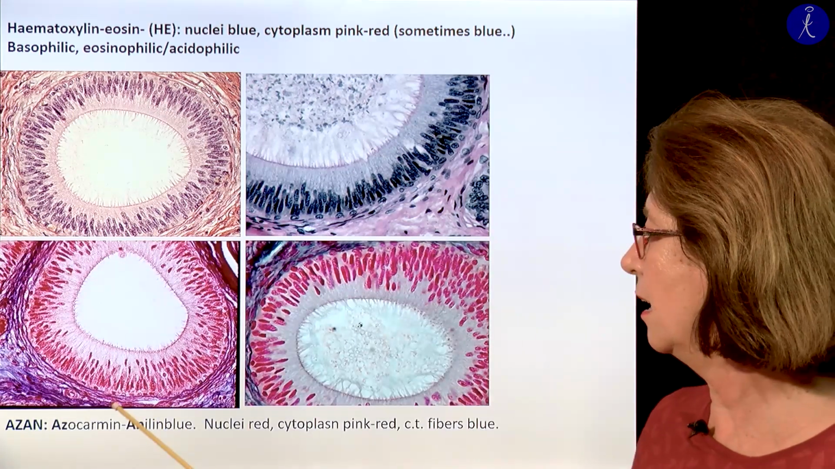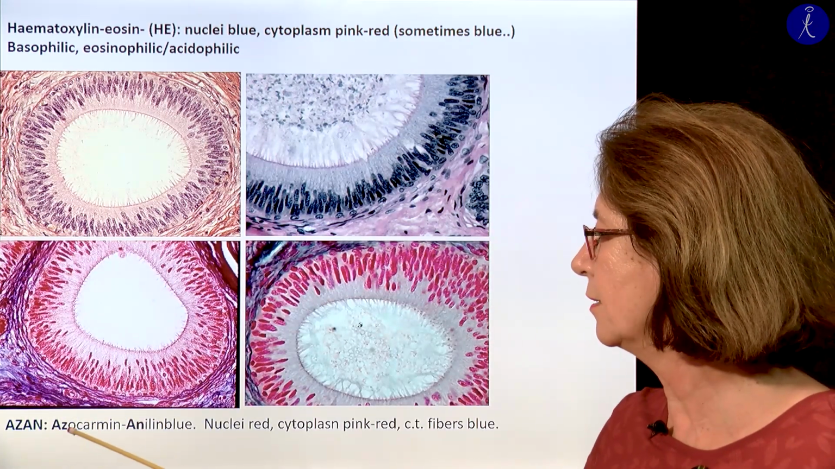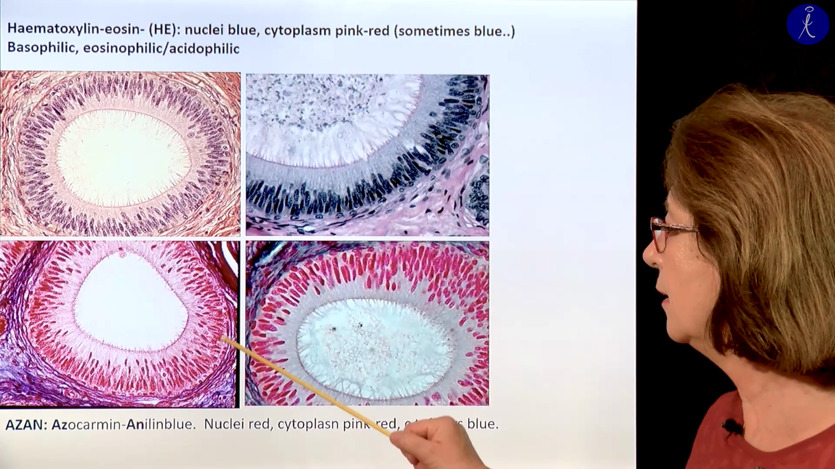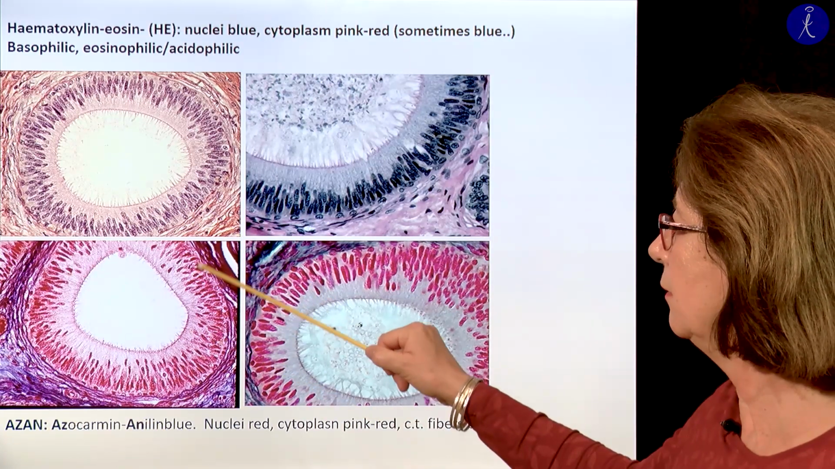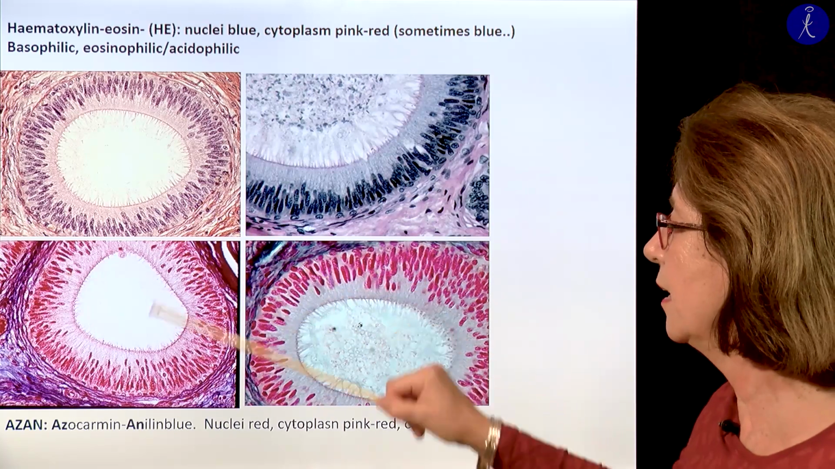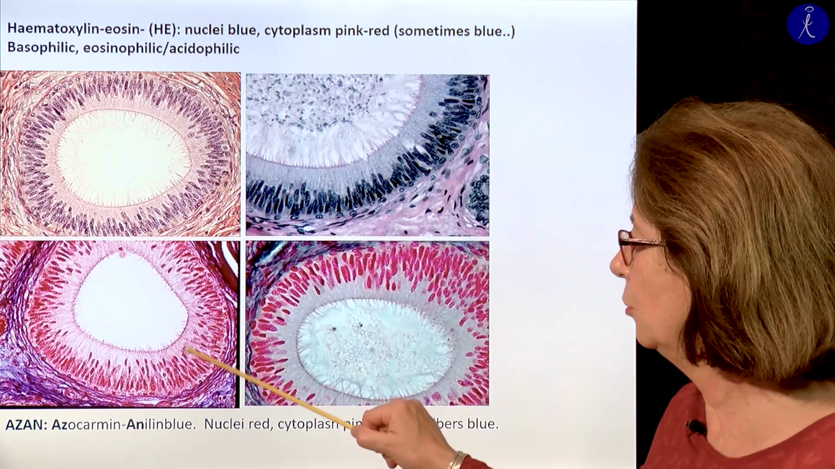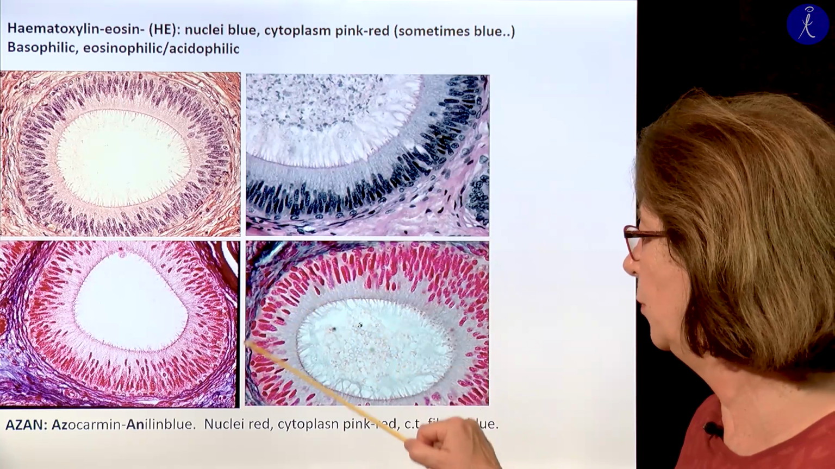Or we use the azan staining that comes from azocarmine and aniline blue. Here the nuclei are red. So the most important difference is that in H&E the nuclei are blue, here they are red. Nuclei are red, cytoplasm is pinkish, and the fibers are blue.